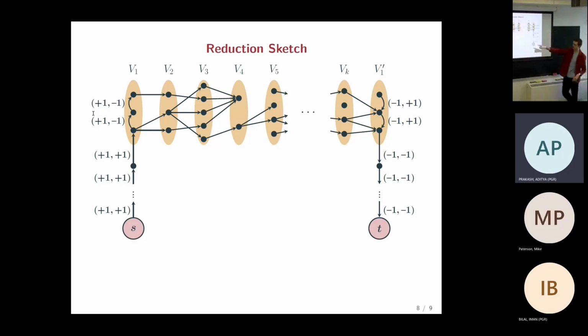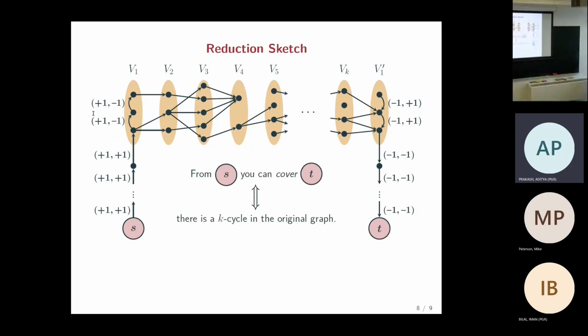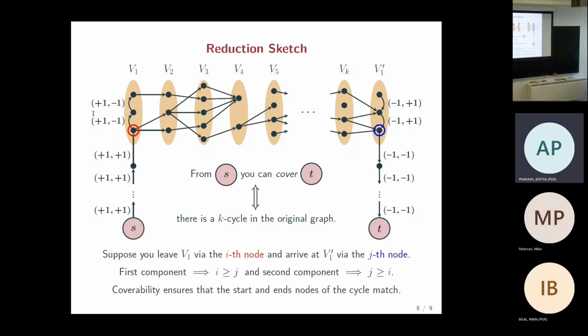Note that the amount I need to update each component needs to be something like the size of V1. It's like linear in the number of nodes, so it's not a particularly large thing. And I claim that you can get from S, and you can cover over to T, if and only if there's a k-cycle. The idea is that suppose you leave via the ith node in the first V1 part, and you arrive via the jth node in V1 prime, then, well, the first component ensures that the ith selection was at least the jth selection. And the vice versa for the second component.